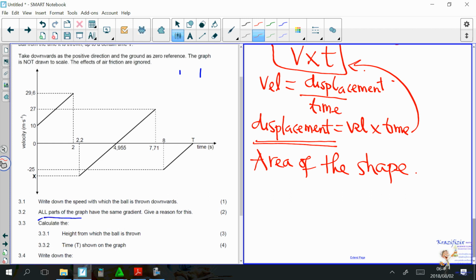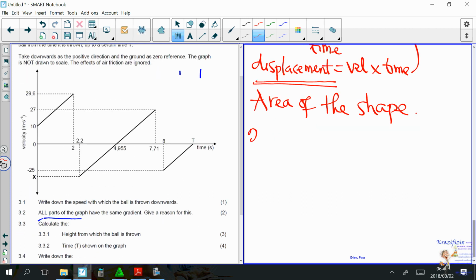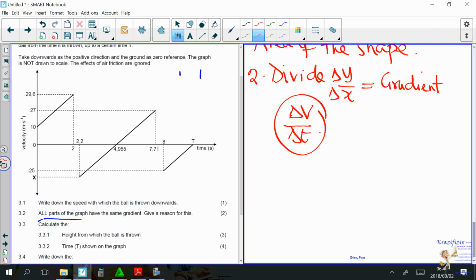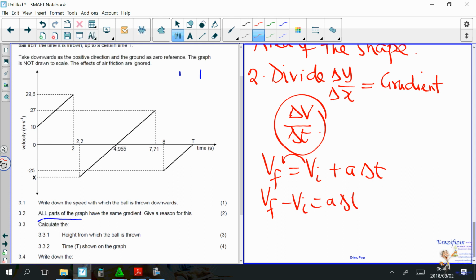All right. And number two, what do we do? Divide. Divide y over x. Already you see that this is changing y and changing x, which is what? Our gradient. Okay, if I were to divide, it would be changing v over changing t. Does this formula exist? Let's go to our equations of motion. Vf equals vi plus a delta t. Let's bring this one over because I'm looking for that. So it's Vf minus Vi equals a delta t.